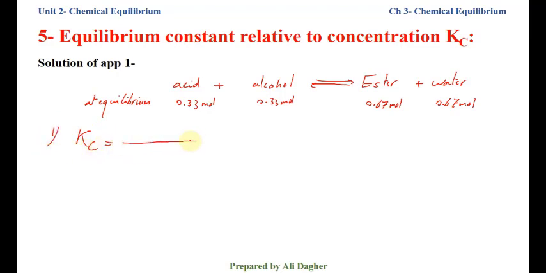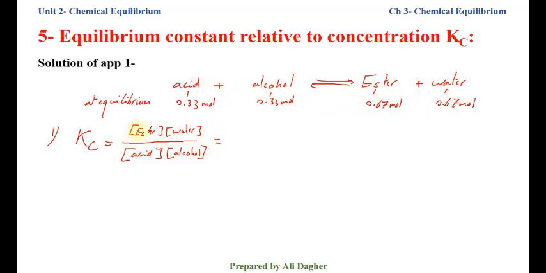Part 1: Kc equals concentration of ester times concentration of water over concentration of acid times concentration of alcohol. Each is raised to the power 1, which is the stoichiometric coefficient of each component of the reaction: 1, 1, 1, 1.